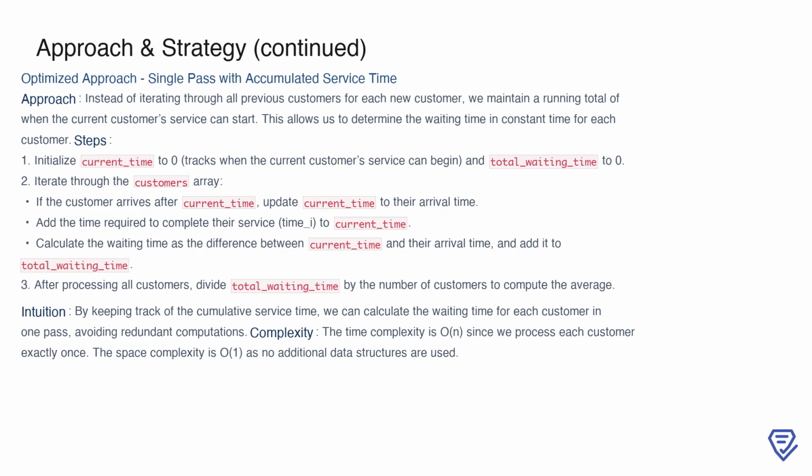As we iterate through the customers, if a customer arrives after the current service time, we adjust current_time to their arrival time. We then add their service time to current_time and calculate their waiting time as the difference between current_time and their arrival. This waiting time is added to total_waiting_time. At the end of the iteration, dividing total_waiting_time by the number of customers gives the average waiting time.